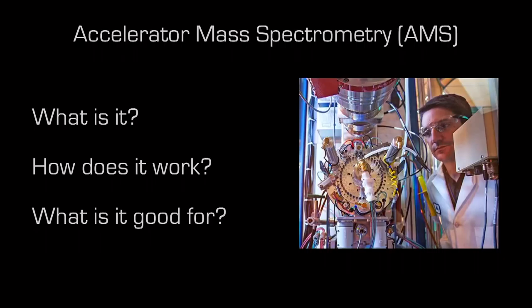And how do we do that? Well, at the lab in Livermore, we use accelerator mass spectrometry. And that's what we're going to be focusing our talk on today. We're going to go over what is it, how does it work, and what is it good for? So what is it?